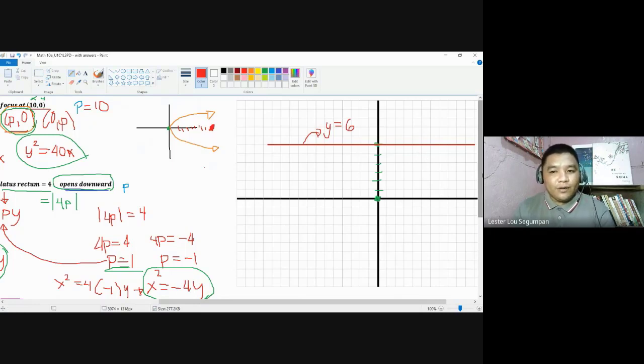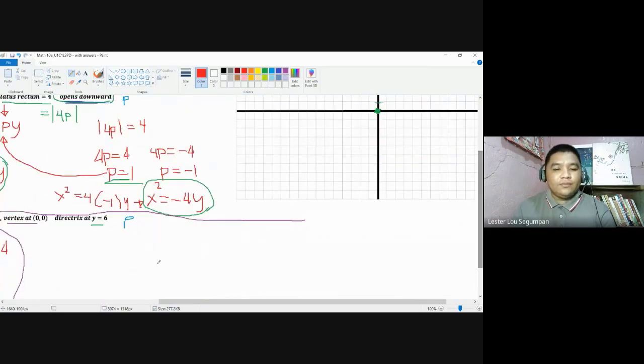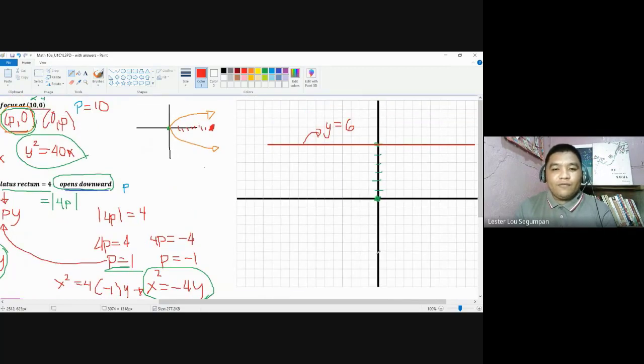And what is this for? Look at our goal, P. This P, as I've mentioned before, is the distance from the vertex to the focus and also the distance from the vertex to the directrix. Since the vertex is here, we have 1, 2, 3, 4, 5, 6. The value for our P is more or less equal to 6.